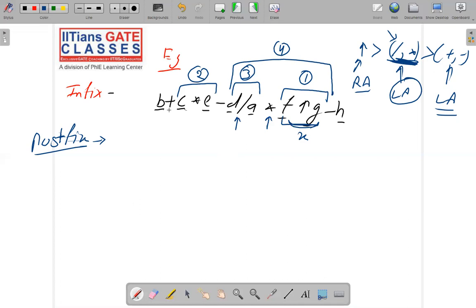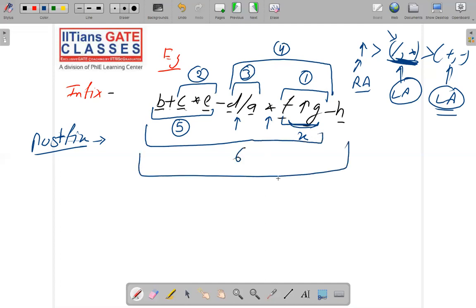Now simply follow that we are left with plus and minus, and this is left associative. So the left plus will be calculated, whatever the result of these two will be calculated. After that, this is the fifth operation. Now the sixth operation is this one, and this will be the seventh operation. And how many operations do we have? 1, 2, 3, 4, 5, 6, and 7. In this order, it will be done.